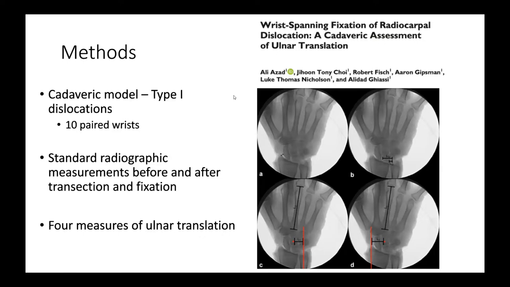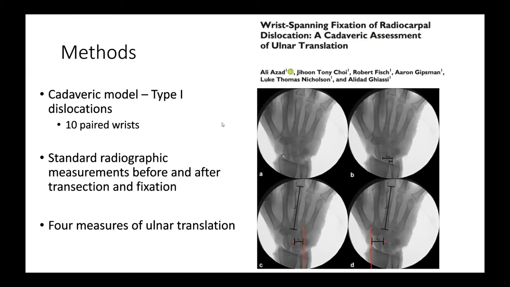They used 10 paired wrists and performed a type 1 type of injury iatrogenically, meaning they lacerated all of the dorsal and volar radiocarpal ligaments in order to create a significantly unstable carpus on the distal radius.